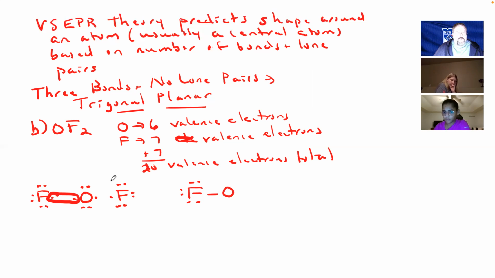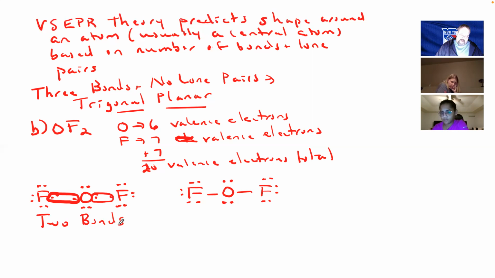So the fluorine on the right says, okay, I'll do the same thing. I'll take one of my valence electrons and share it with the oxygen to form a single bond between the oxygen and myself. And the fluorine is happy because it now has 2, 4, 6, 8 valence electrons. Now the oxygen has 4 more electrons that are not used in bonding, so it has 2 lone pairs. And now the oxygen has 2, 4, 6, 8 valence electrons. So everybody's happy. But now what about shape?